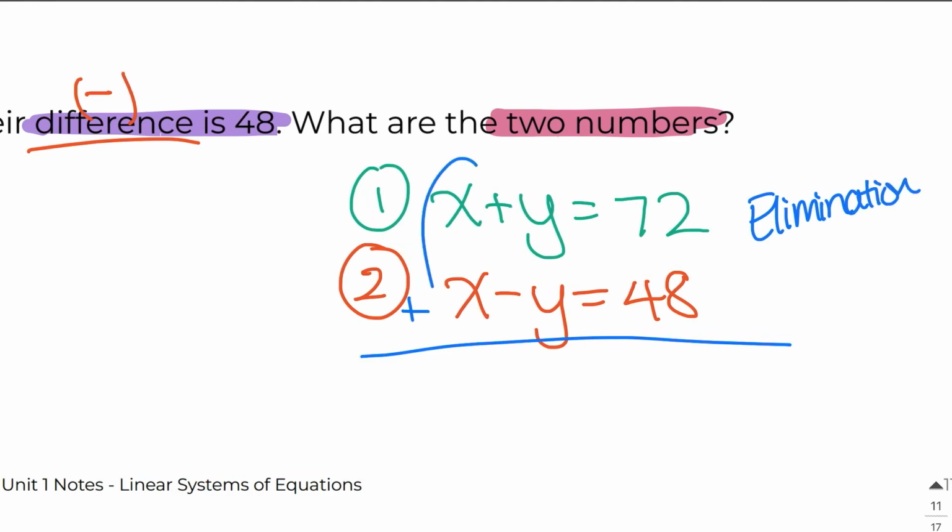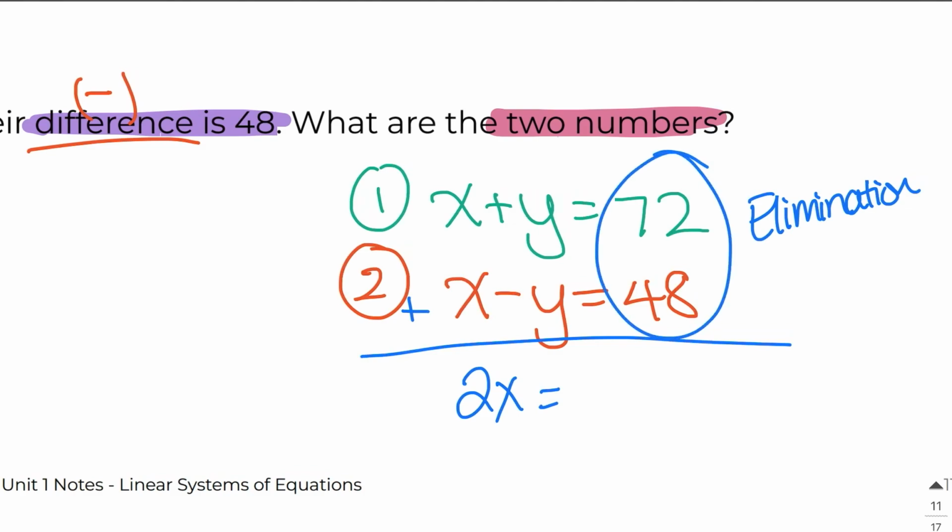And when I add the x and the x together, I get 2x. 1x plus 1x is 2x. 1y minus y cancels out, gives me nothing. And then I can add 72 and 48 together, and that gives me 120. Divide both sides by 2, and I get x equals 60.